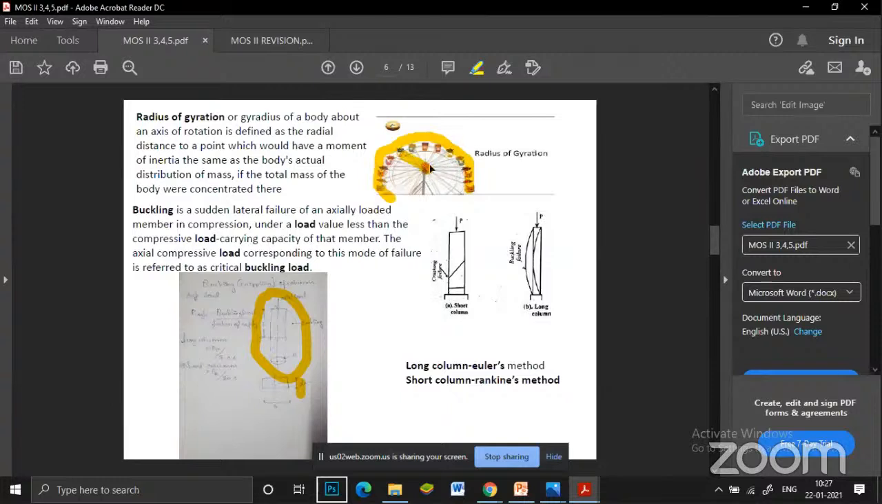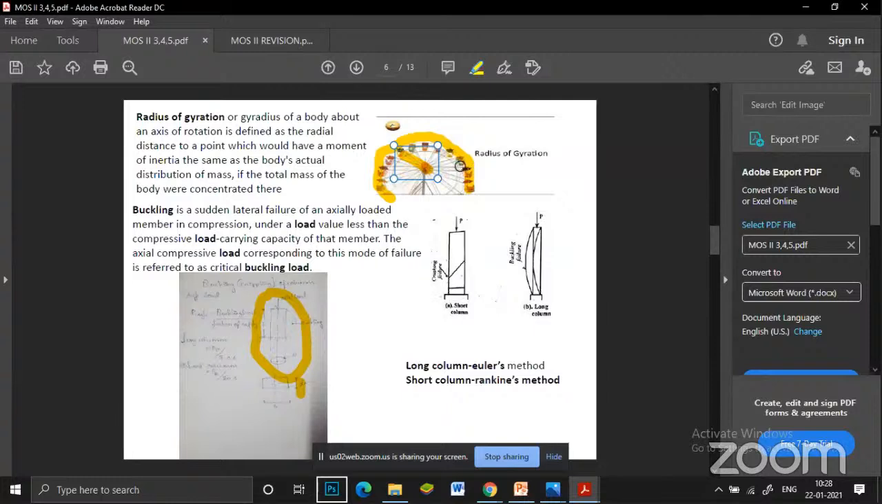Here it is concentrated in the center. The load is spreading. So in that case, it is a radial axis, which has the moment of inertia from the center to the end, as the body's actual distribution of mass.